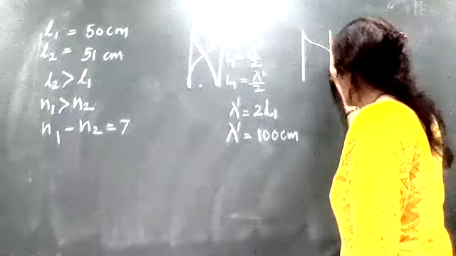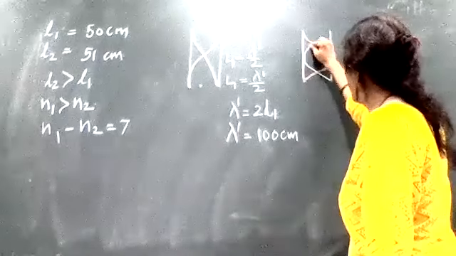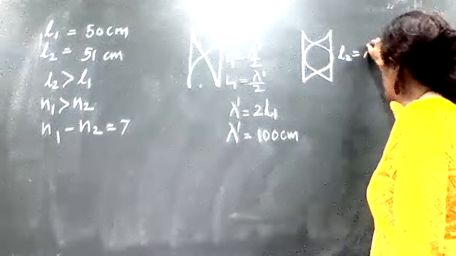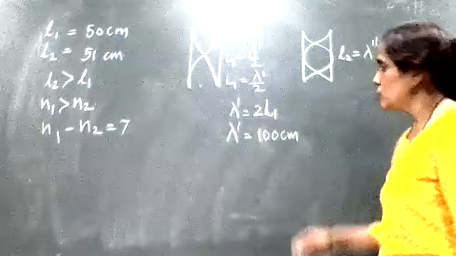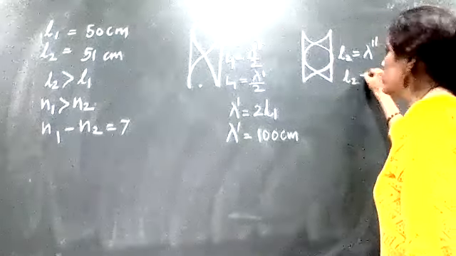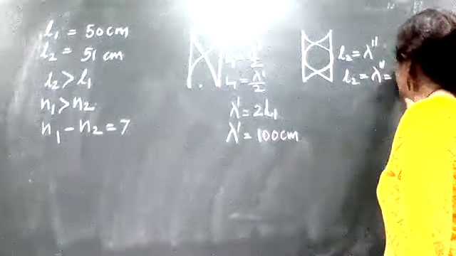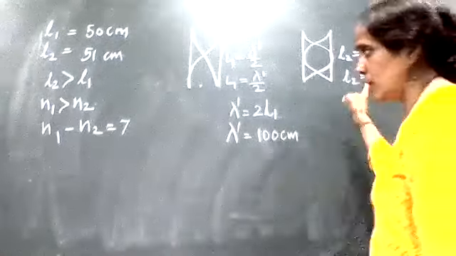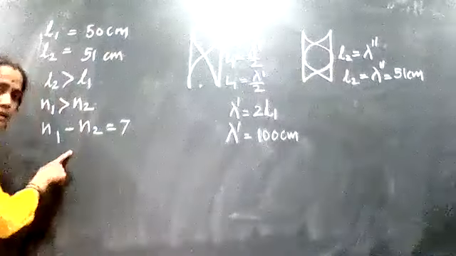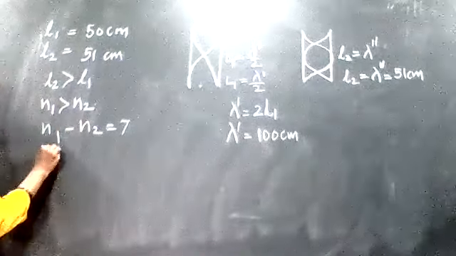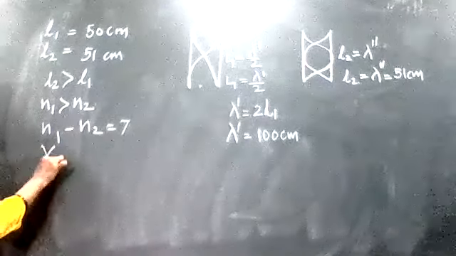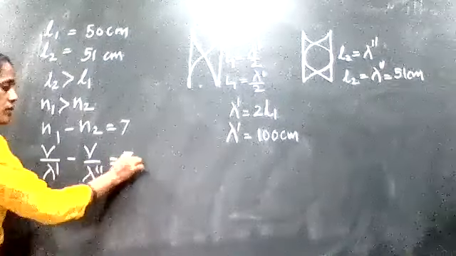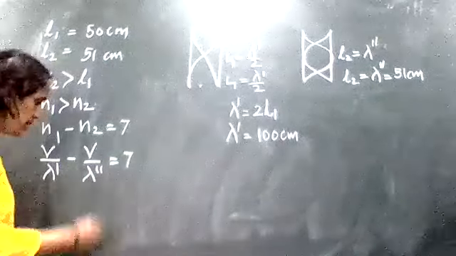So for that second case I can find like this. Second mode of vibration. In that I'll say L2 is nothing but lambda double dash. So L2, which is given as 51 centimeter, is your lambda double dash. And now that value we are going to use in the frequency formula. In the frequency formula, V divided by lambda dash minus V divided by lambda double dash is equal to 7.